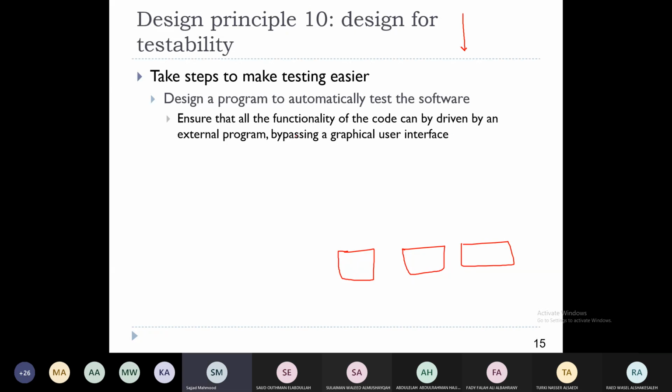So the moment you make your system more modular, it will help you in testing because, for example, you can test only parts of it. You will learn this later: you do testing at different levels, at unit level, integration level, component and system level.